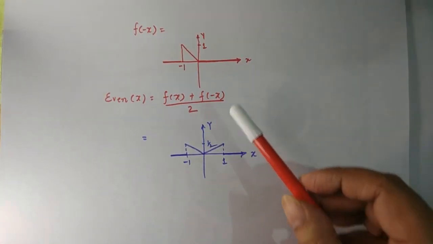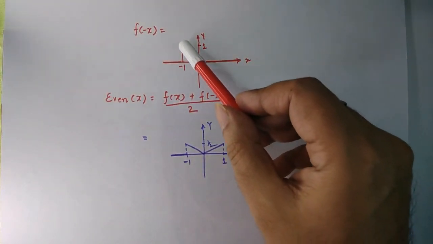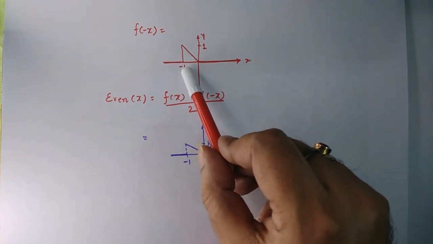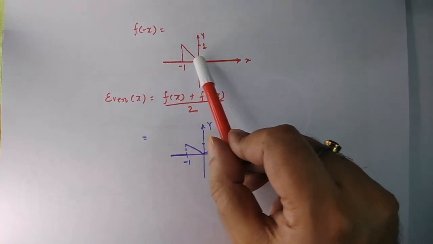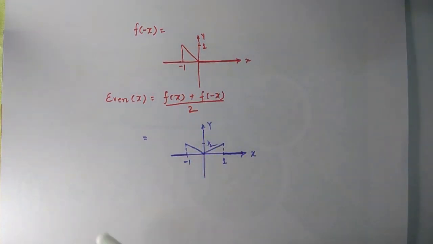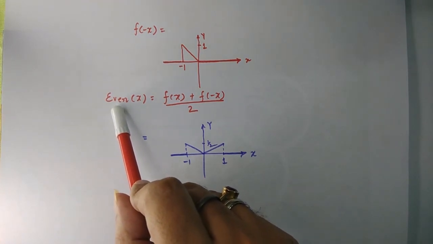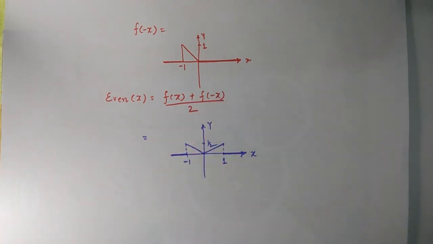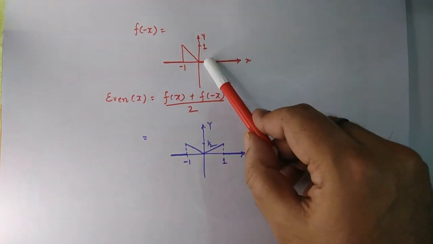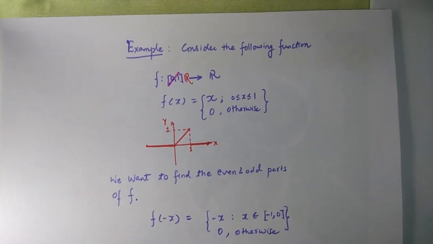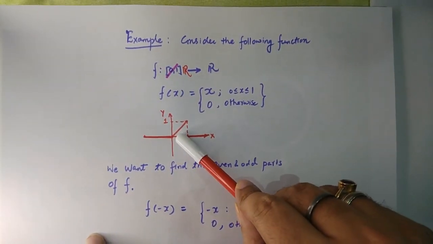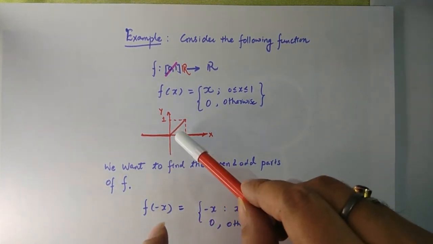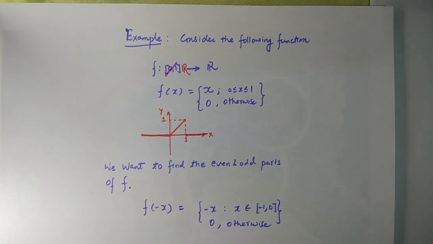So f of minus x has the following graph. It is equal to the segment y equal to minus x in the closed interval minus 1, 0 and 0 everywhere else. By definition, even of x is equal to f of x plus f of minus x by 2. So we need to add this function with this one to obtain the even of x, and finally we will have to divide the sum by 2 in order to get the even part of x.